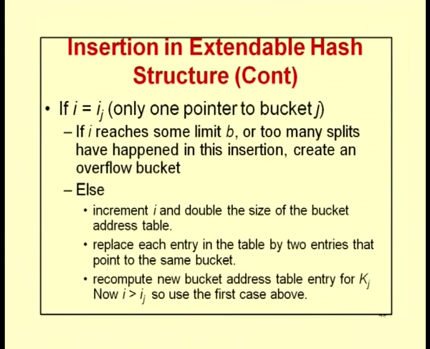Now, if i is equal to ij, there is only one pointer to the bucket j. If i reaches some limit b or too many splits have happened in this insertion, create an overflow bucket, else you increment i and double the size of the bucket address table, replace each entry in the table by two entries that point to the same bucket, and recompute the new bucket entry. So, that reduces to the first case.